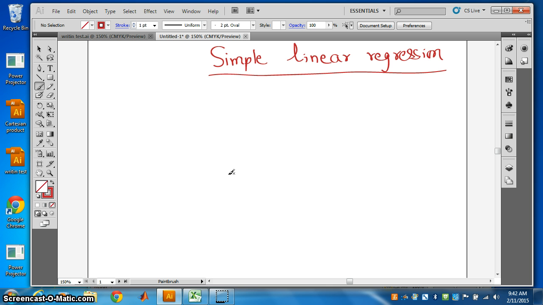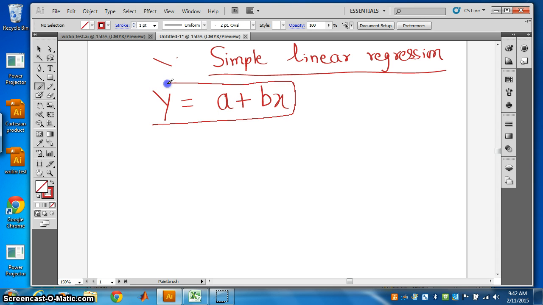Now, how to find simple regression? In a simple linear regression model, it is assumed that the true relationship between the two variables x and y can be described by a straight line. So we can write the equation of regression. Y is equal to a plus bx. This is also called least square equation or regression equation.